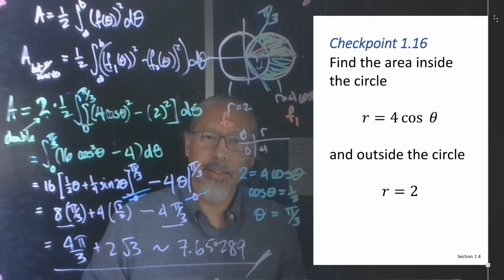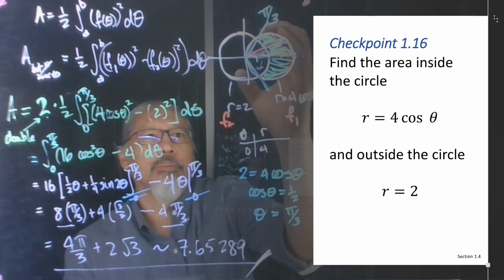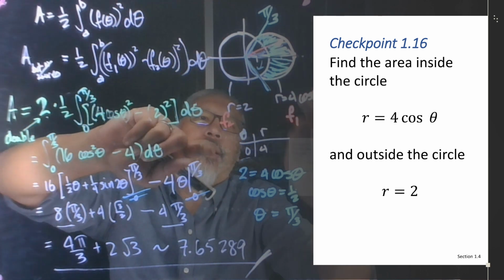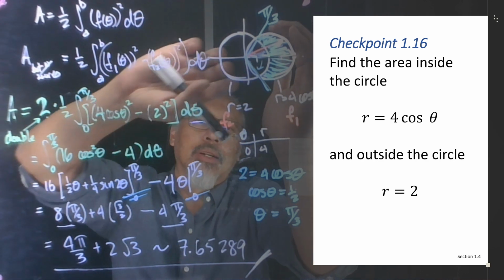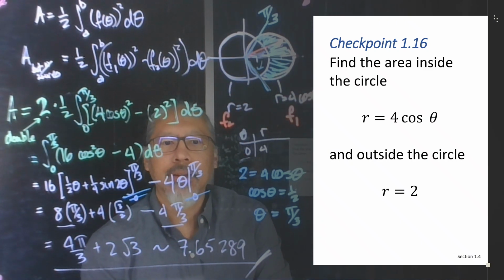Okay, that is our area inside of the circle r equals 4 cosine theta, and outside of the circle r is equal to 2. Okay, I hope that helps.